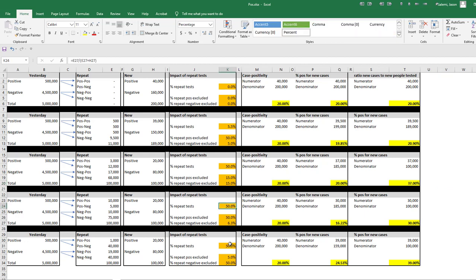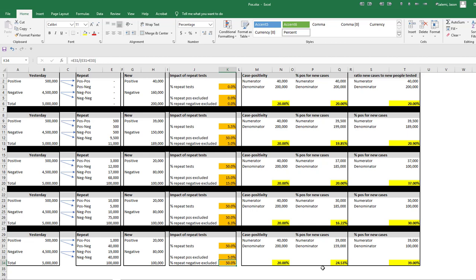Again, 50% repeat tests, but I'm just going to flip-flop these two, right? In this case, I'm going to throw out way more repeat negative tests than I'm going to throw out repeat positive tests. And so I'm just going to show you what the numbers look like. Look at this. We're very used to seeing the percent positivity for new cases below the case positivity. But that's not a hard and fast rule. If the numbers played out like this, which is possible, you would have the percent positivity for new cases be higher. So this is your take-home number 3.